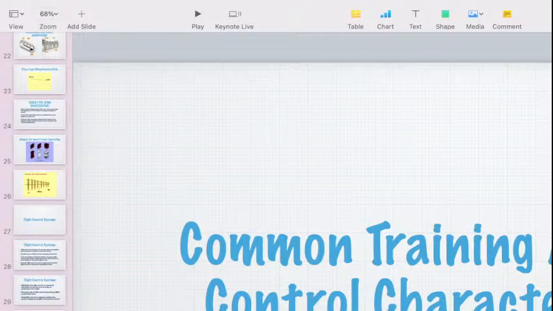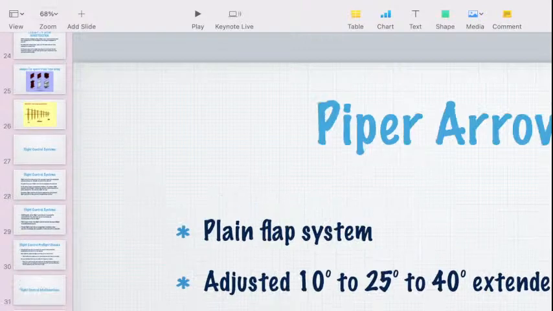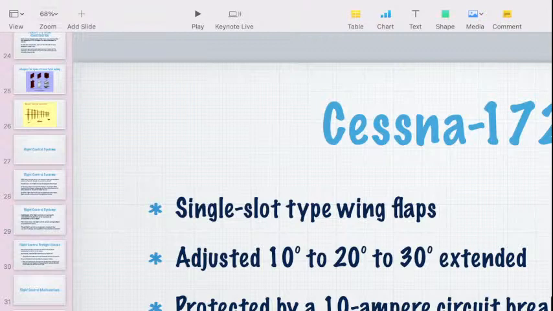Common training aircraft control characteristics. So these are some characteristics of the Cessna 172 and Piper Arrow. Just some information so that you guys can understand kind of what you'll be dealing with, especially in lab. So on the Cessna 172, single slot type wing flaps. So now you know what that means because of our previous lectures. Adjusted to 10 degrees to 20 degrees to 30 degrees extended.